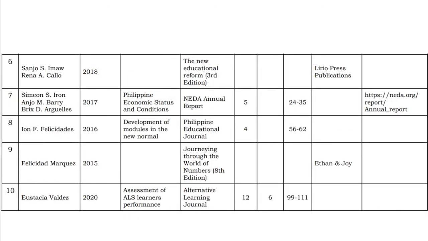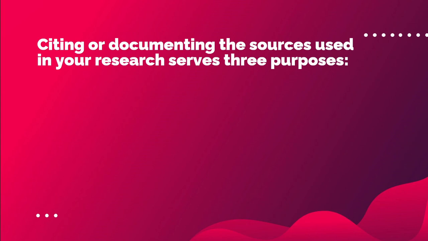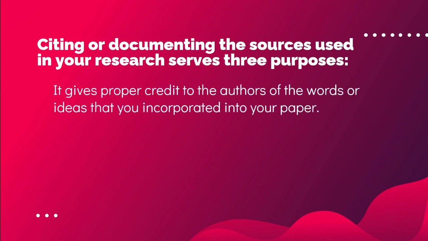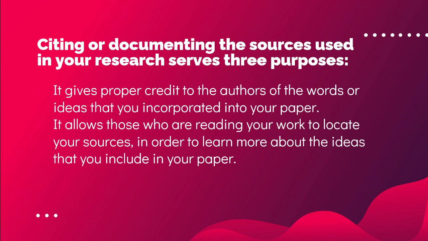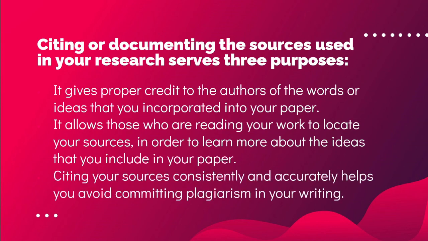To sum everything up, let us bear these concepts in mind. Citing or documenting the sources used in your research serves three purposes. First, it gives proper credit to the authors of the words or ideas that you incorporated into your paper. Second, it allows those who are reading your work to locate your sources in order to learn more about the ideas that you include in your paper. And lastly, citing your sources consistently and accurately helps you avoid committing plagiarism in your writing.